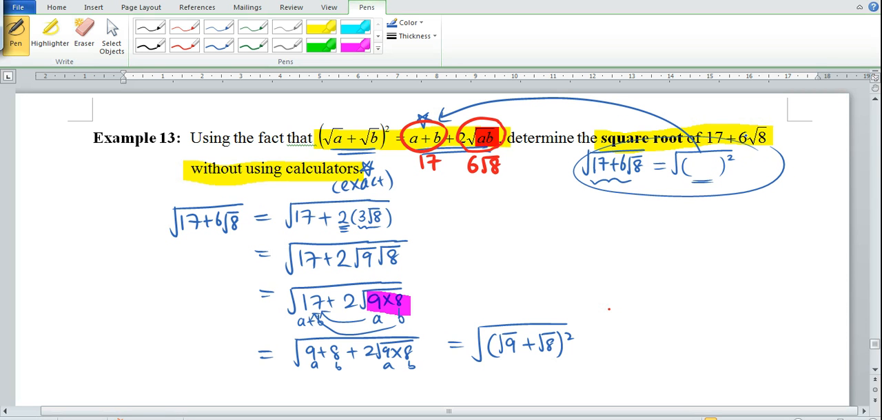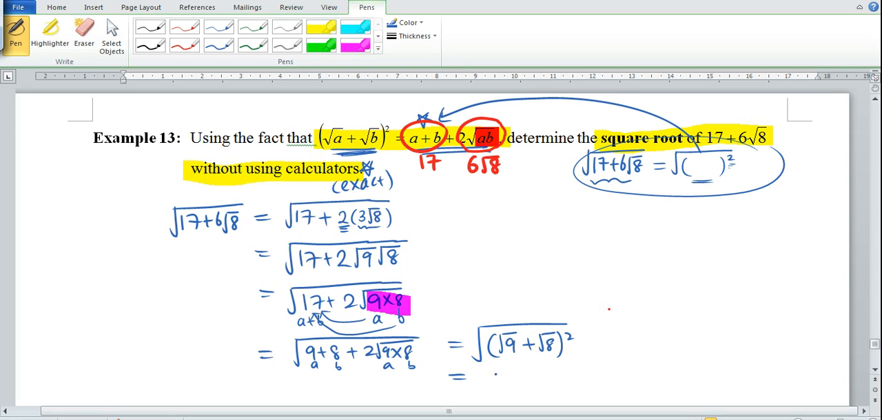The aim is for us to square root this entire term without a calculator. If it's not a perfect square, there is no way we can get an exact value without a calculator. So I have made use of the condition given by the question, and I made myself a perfect square in the square root.